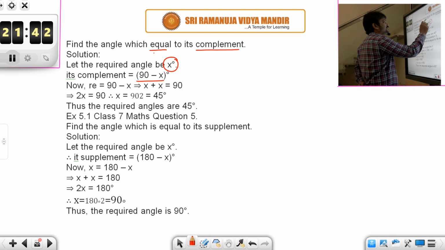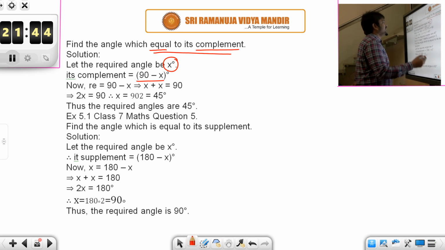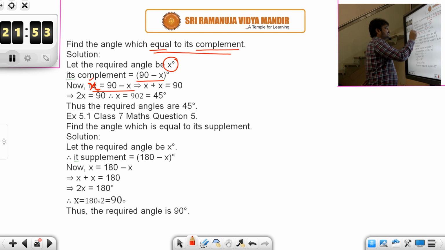Find the angle which is equal to its complement. That is, this x is equal to 90 minus x. This is what is given. The angle x is equal to its complement.